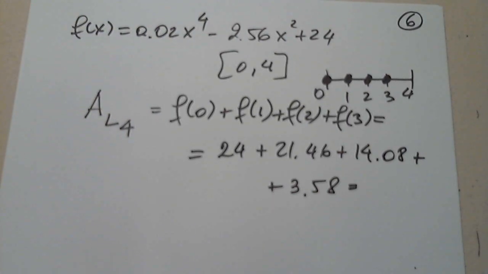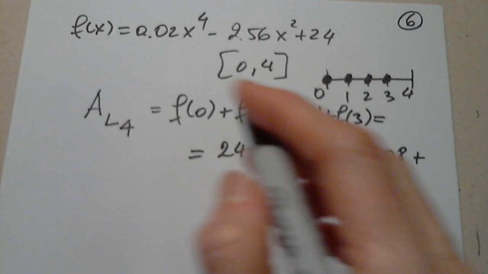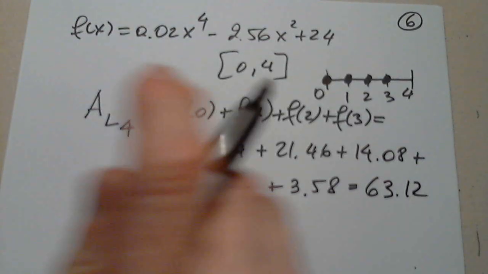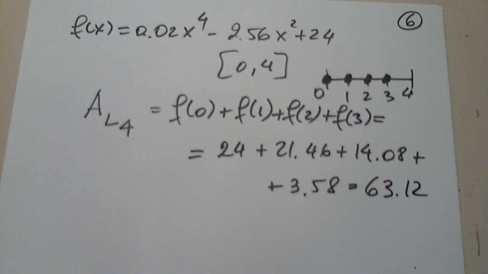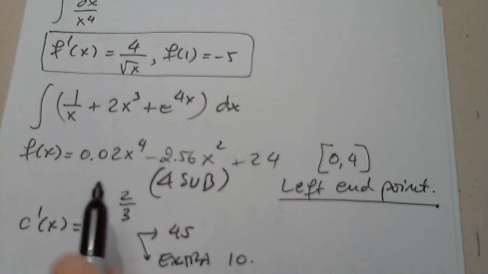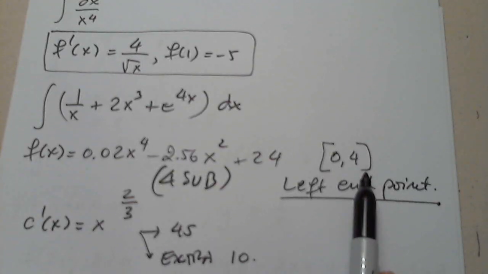Okay? So 24 plus 21.46 plus 14.08 and then plus 3.58. And this is it, 63.12. That's the area approximated under the graph of the given function on the interval 0, 4.